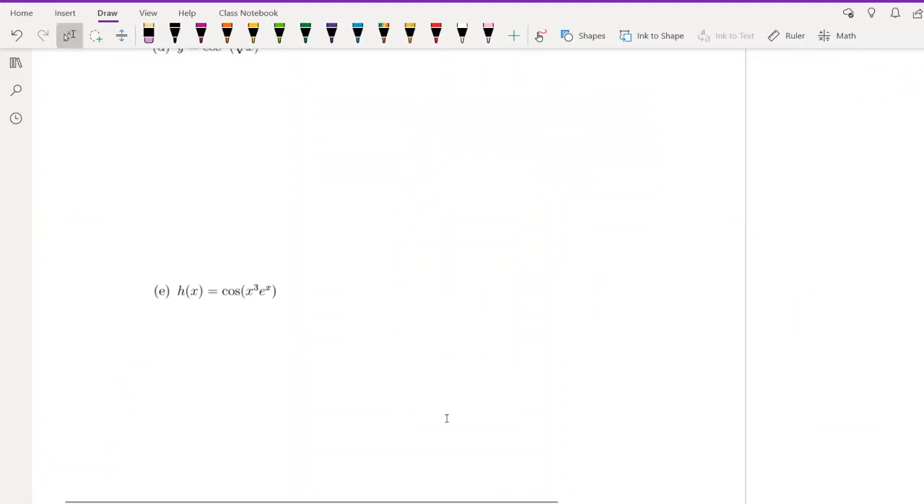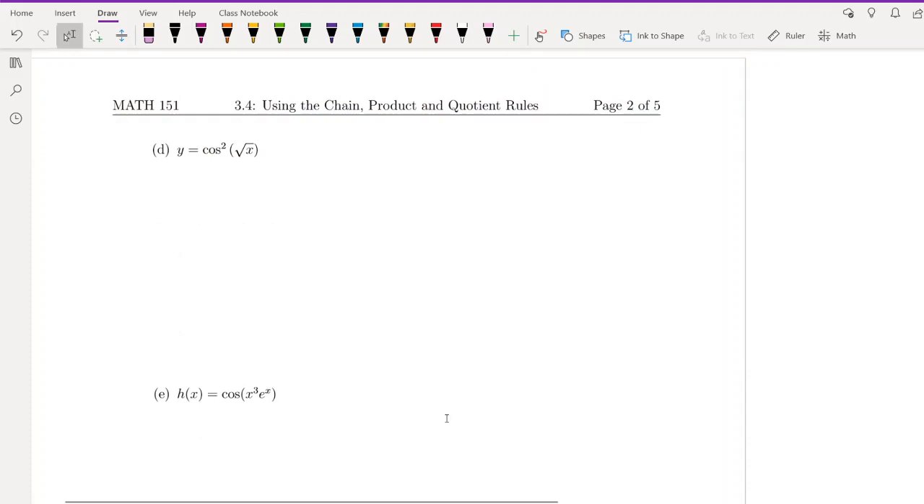Okay, so let's look at D. D, similarly, is, well, actually, let's pause for a second. What is going on here? Well, it's definitely not a product of two functions. Actually, sorry, I take that back. You could if you wanted to. That's not how I'm going to approach it, but if you wanted to, you actually could write this as a product of two functions.